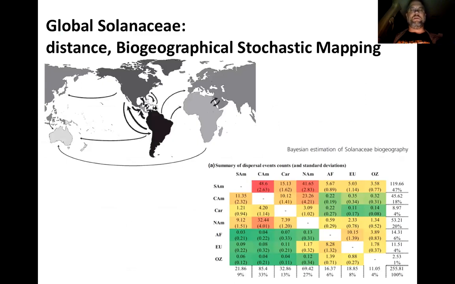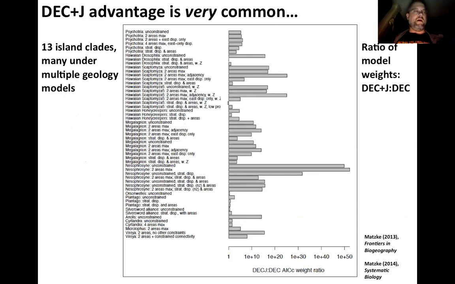So this was Dupin et al. 2017, Journal of Biogeography, just to set us up. This phenomenon of DEC+J having a big statistical advantage is very common. In my initial paper, Systematic Biology in 2014, I looked at this in a whole bunch of clades, and almost all, but not all, clades showed this advantage, often with pretty ridiculous improvements in log likelihood and AIC. Ten or more log likelihood units was quite common.